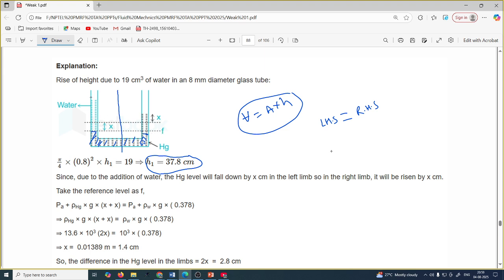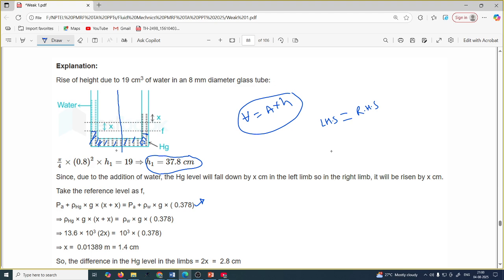Now we'll move on to this one. After adding the water, what is the water height? The water height is given as 0.378 meter. In centimeter that is 37.8. Here it is written very clearly.